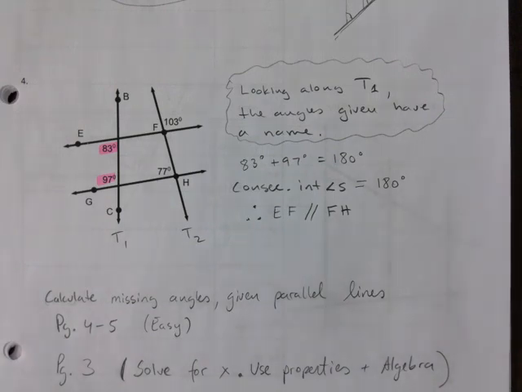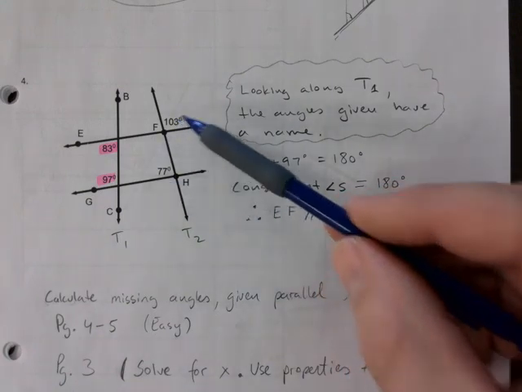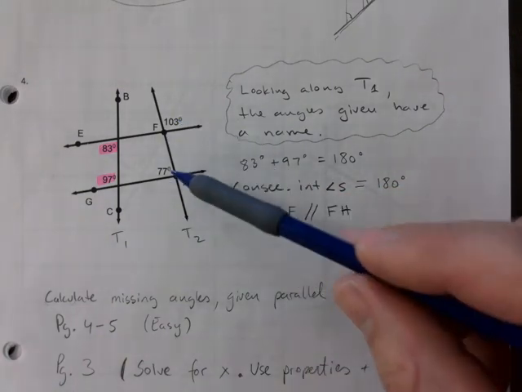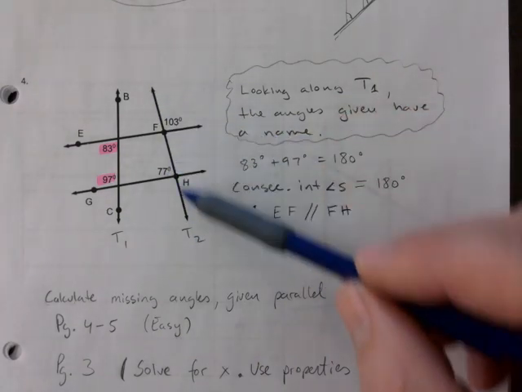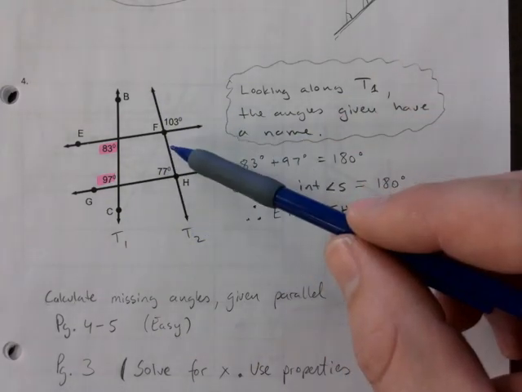See, that's all it is, guys. Sometimes you need to do a little bit of math, use sum of triangle, use vertically opposite angles, use those properties to help you find angles that will help you make that final conclusion. But right now, 77 and 103, don't use that. There's no name for that, right? If you go along T2 here, you can't.